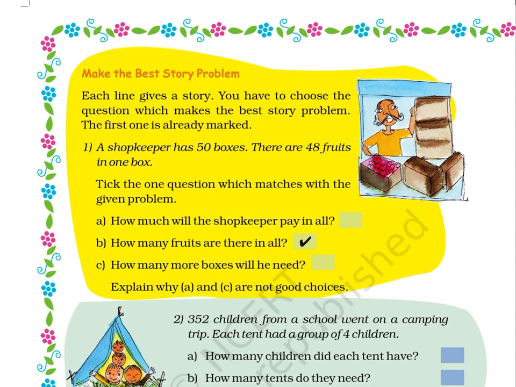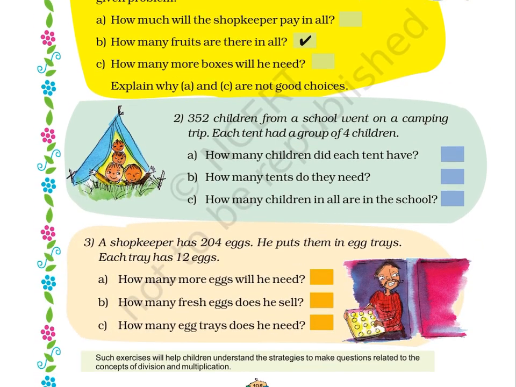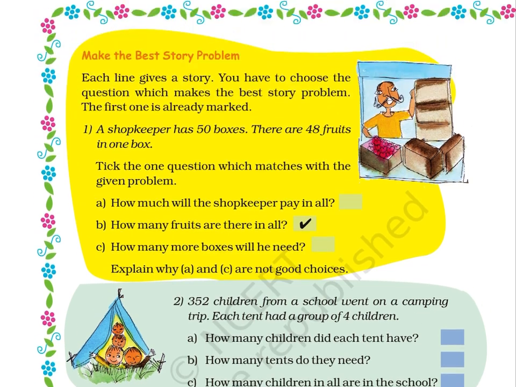A. How much will the shopkeeper pay in all? B. How many fruits are there in all? C. How many more boxes will he need? Explain why A and C are not good choices. And we know that B is already the ticked choice. 2.